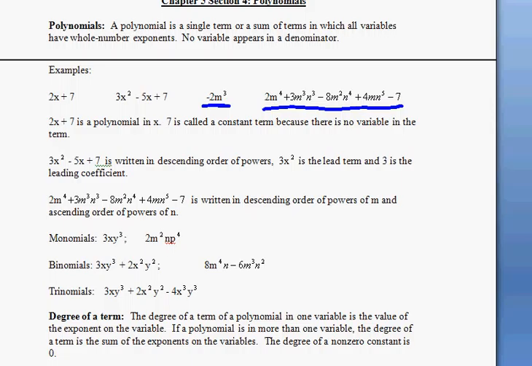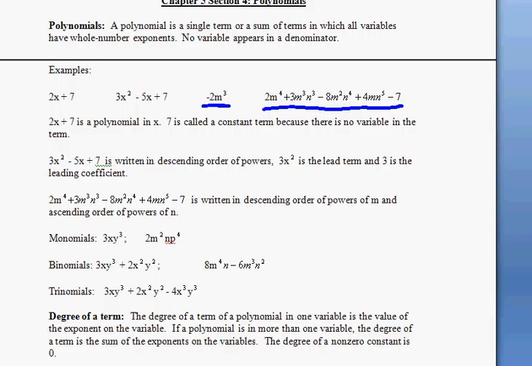So 2x + 7 is a polynomial in x. 7 is called the constant term because there's no variable in it. It's just a constant number 7. It's always going to be 7. 2x, that term, could have any value because we don't know what the value of x is. So that's a variable term. 7 is a constant term.